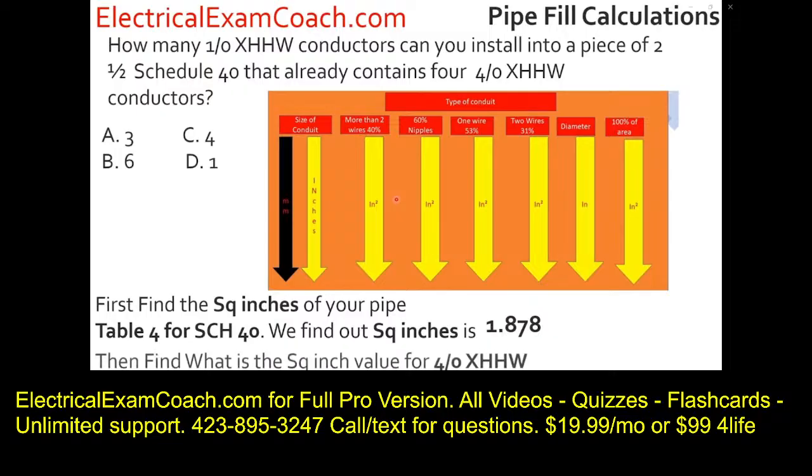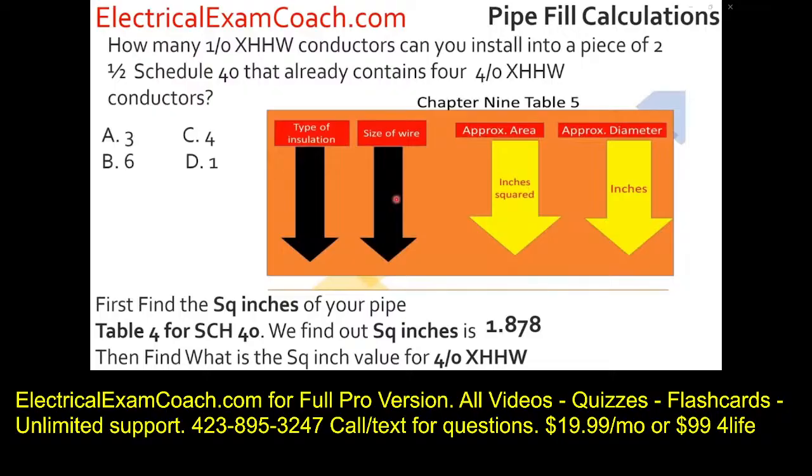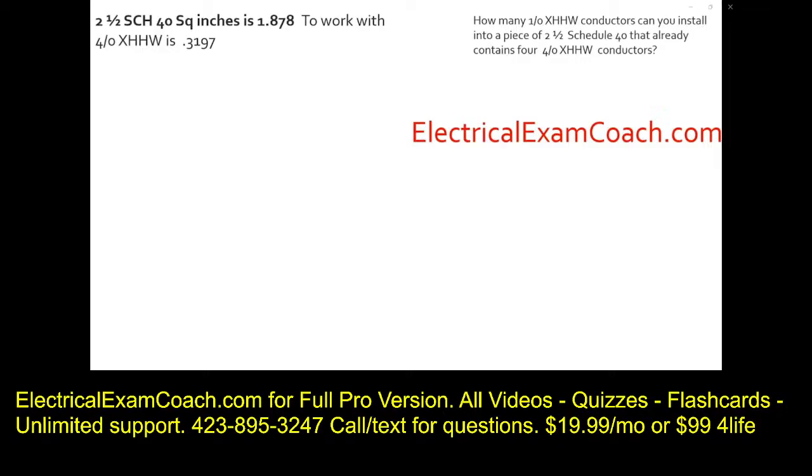Now we need to head to Chapter 9, Table 5 and find out the square inch values of our wires. When we get there, we make sure that we're in Chapter 9, Table 5 and not Chapter 9, Table 5A. Coming down the left-hand side for the type of insulation, then finding our wire size, then we come over here to the approximate area in square inches, and we find its value. Now that we have our conduit and our starting conductor, let's go ahead and write down what the conductor that we're wanting to install is. And it's 1/0 XHHW.